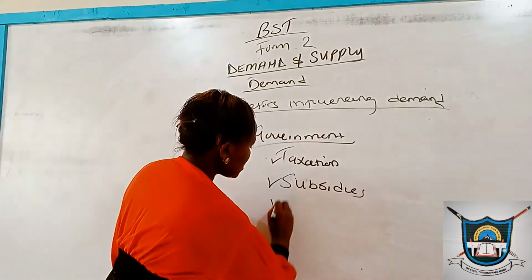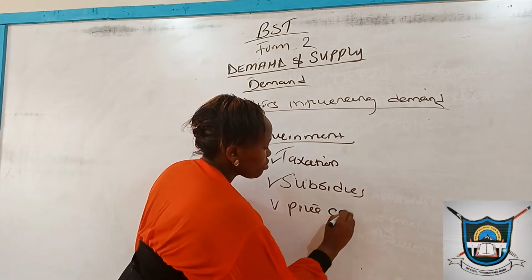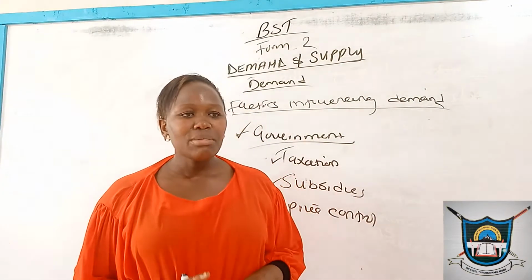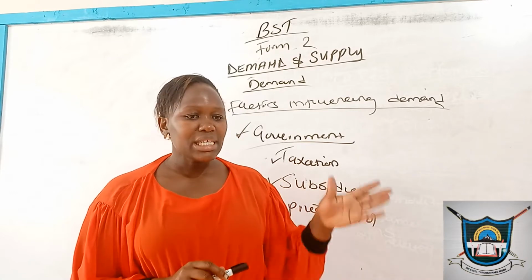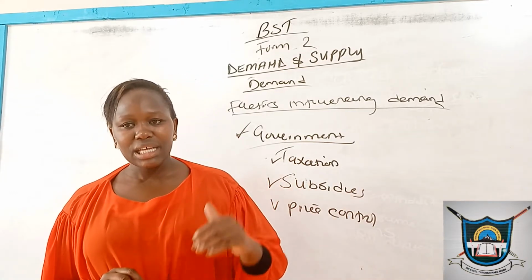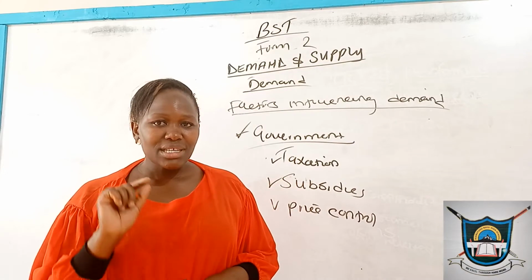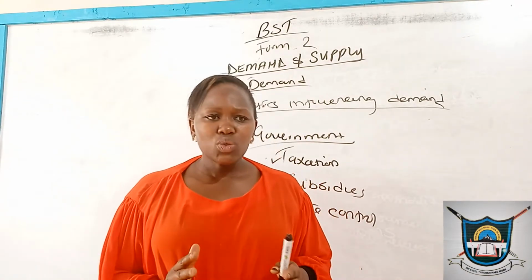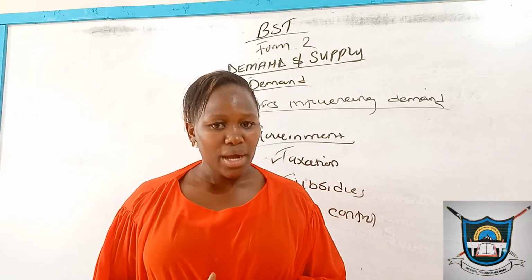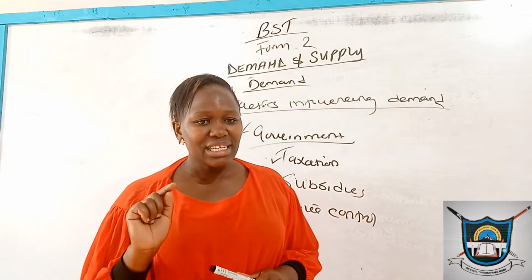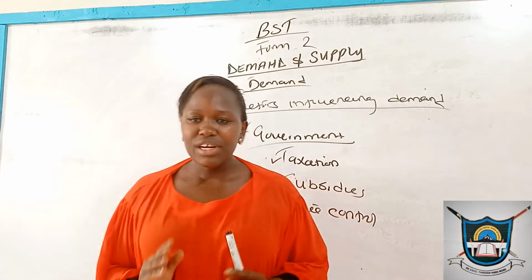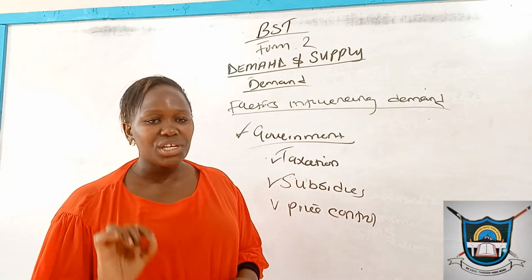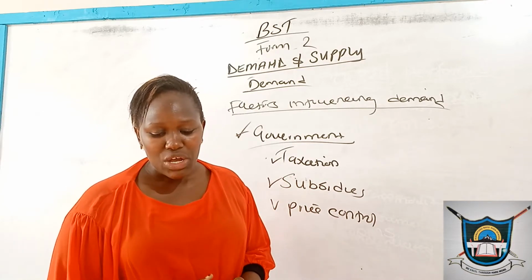The other one is the price control. Now, government controls the prices of commodities. At times, the government will put it as a policy that a particular item should not be sold exceeding a particular amount. So if the prices the government has set are too high, then it is going to affect the consumer's purchasing power. And if the prices that the government has set are favorable or affordable to the consumers, then it is going to increase the demand of that particular commodity.